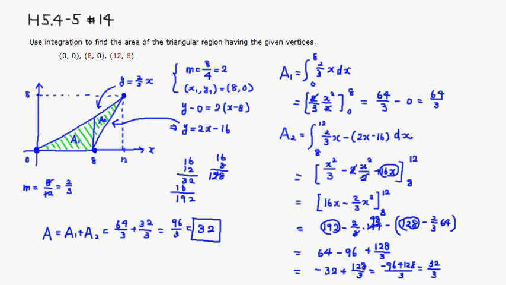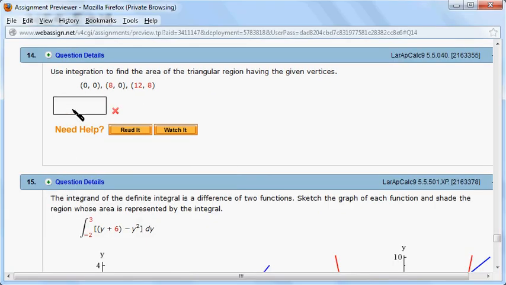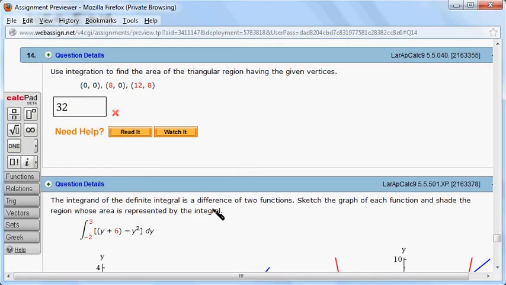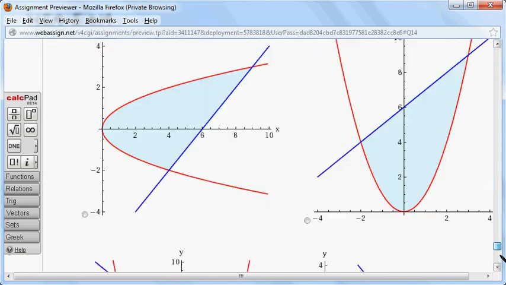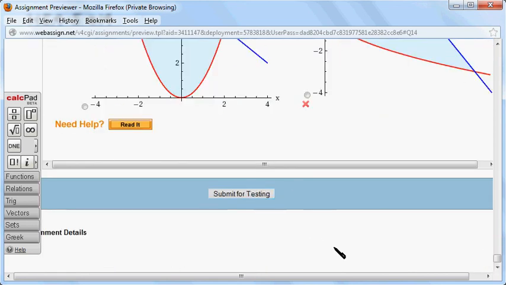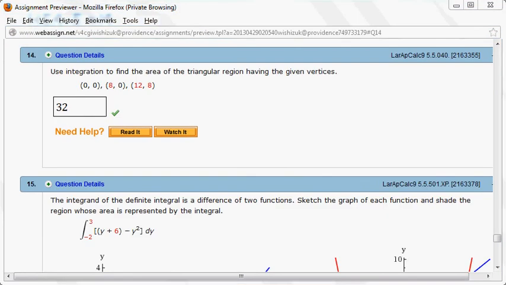So let's check that. Let's submit for testing. Okay, looks like we got this one correctly. All right, that's it. I hope that this was clear.